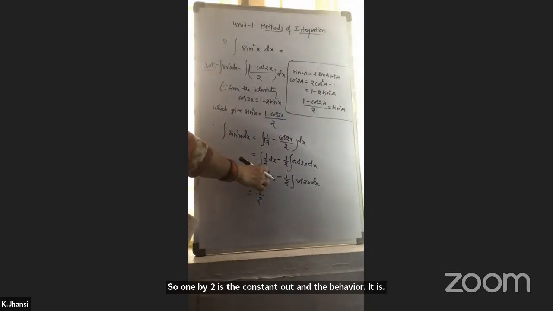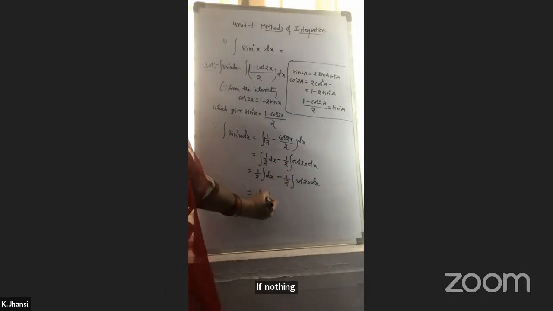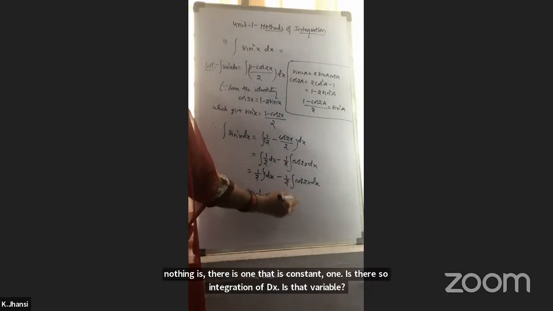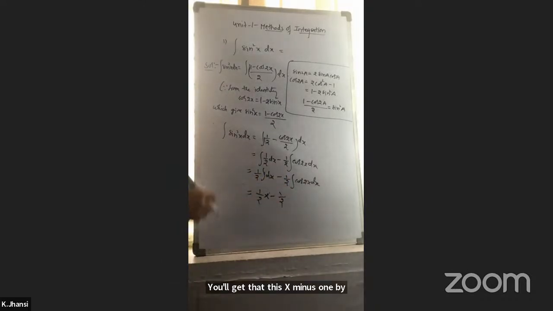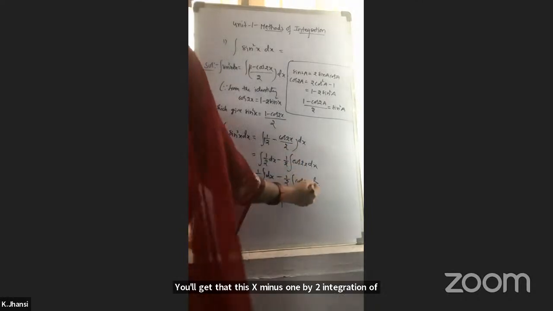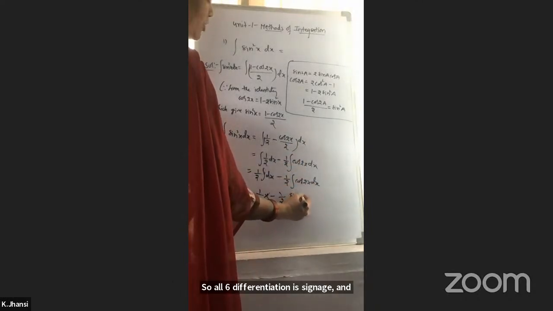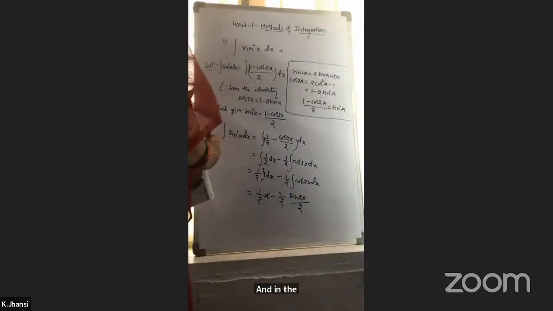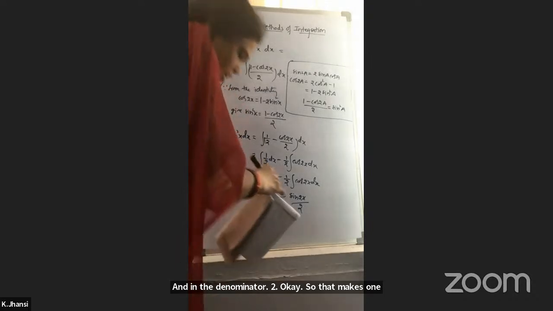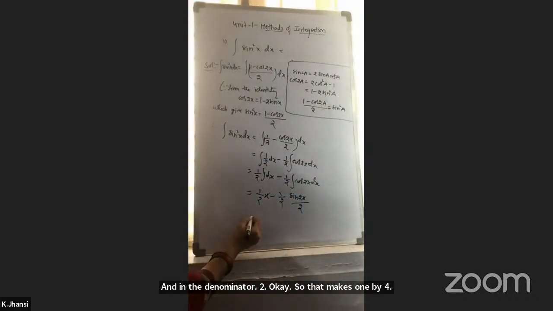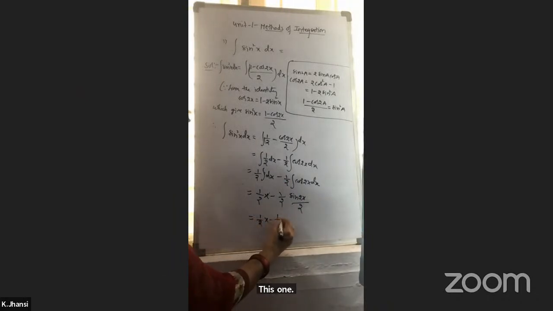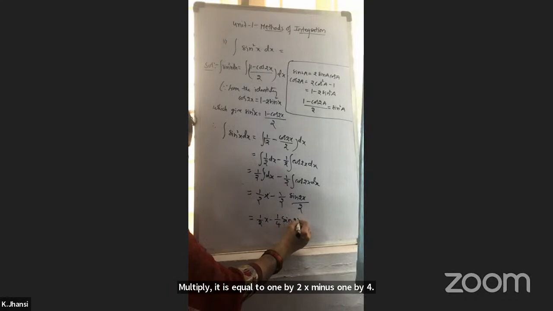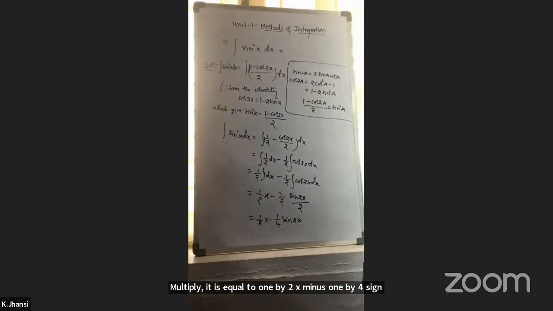So integration of dx is that variable you will get, that is x, minus 1 by 2 integration of cos 2x. So cos x integration is sin x, and here cos 2x is sin 2x, and in the denominator 2. Okay. So that means 1 by 4, you will get this 2 and that 2, if you multiply. It is equals to 1 by 2 x minus 1 by 4 sin 2x. Okay. So like this, you have to find the given function with the help of the trigonometric identities.